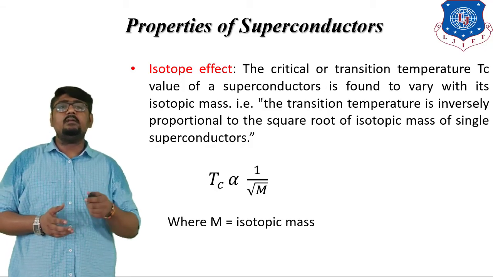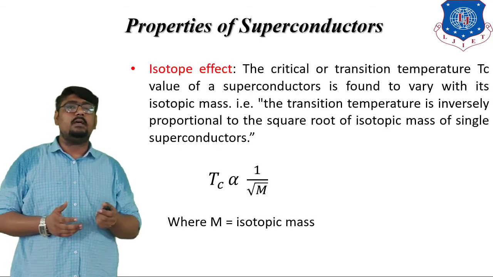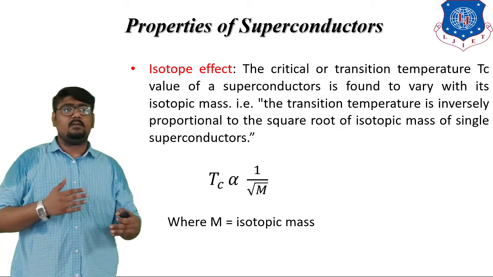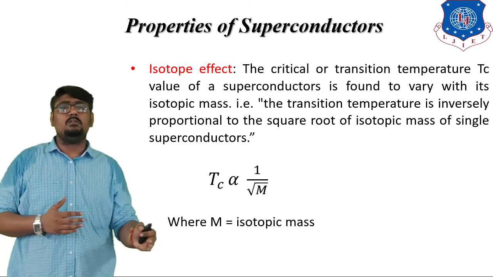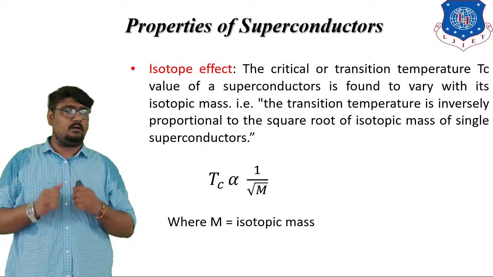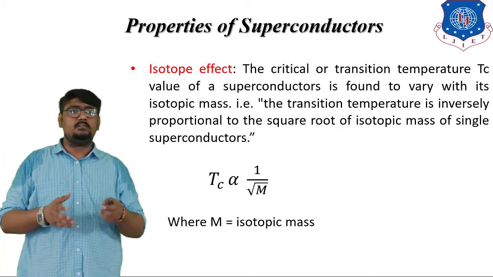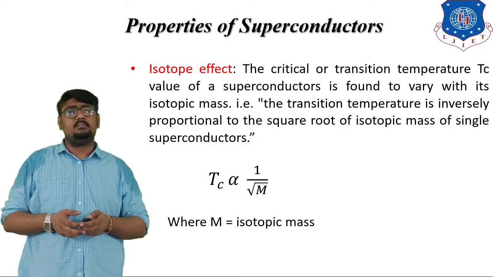So critical temperature is also termed as transition temperature because at that temperature the transition from the normal state to the superconducting state occurs. So that is why, depending on the situation, it is also named as the transition temperature.